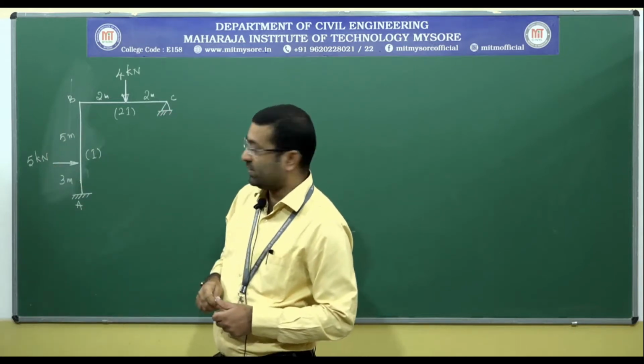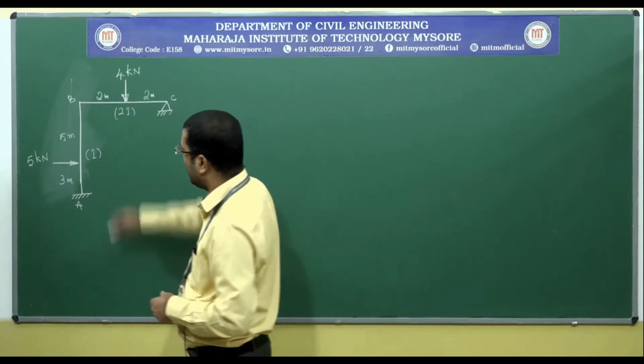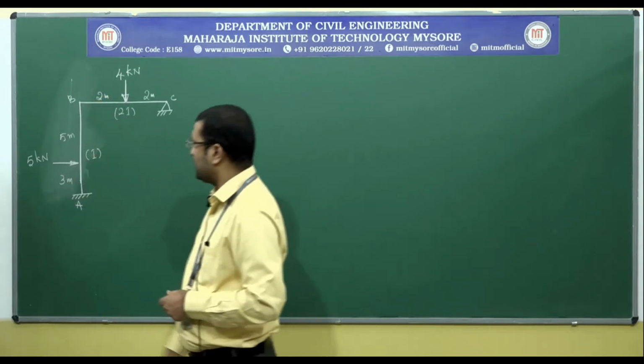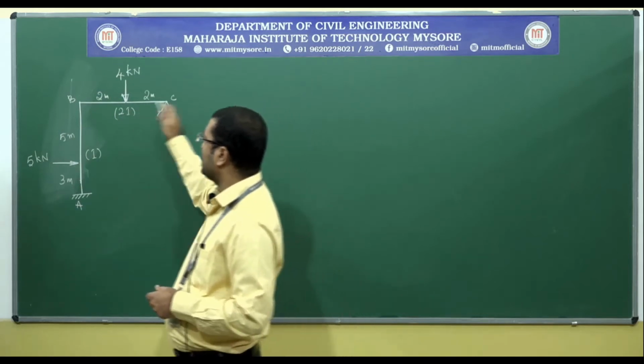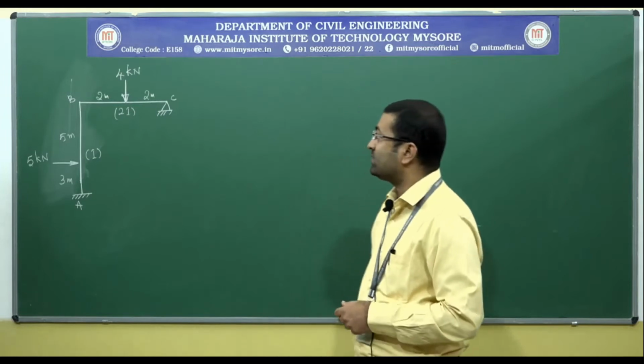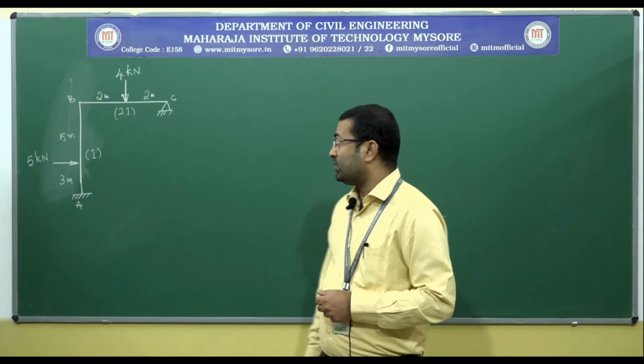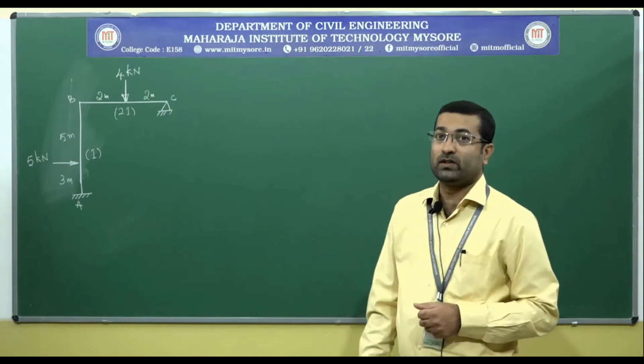load of magnitude 5 kilonewton, which is acting at a distance of 3 meter from point A and 5 meter from point B. And on span BC, we have a 4 kilonewton concentrated load, which is acting at a distance of 2 meter from point B and also 2 meter from point C.